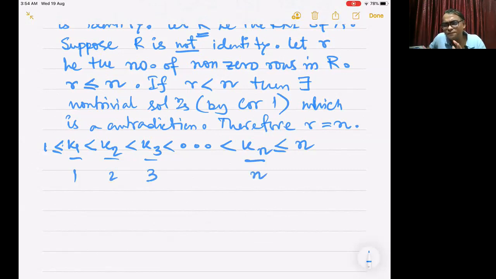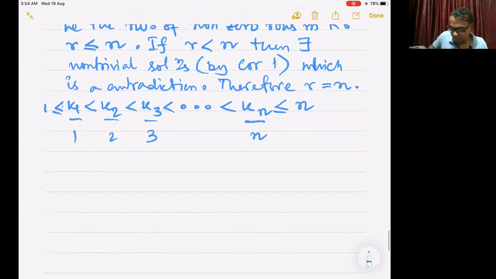This is kind of reminiscent of that pigeonhole principle that you may have heard. Think about this. So I have n numbers, 1, 2, 3, 4 up to n. And I need k1 up to kn, once again n numbers, which must satisfy this property that they are distinct and there is this order there. How can we choose n distinct numbers from a pool of n numbers? There's only one possibility, namely this.